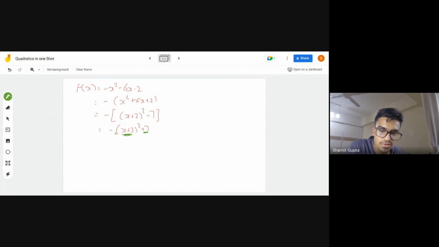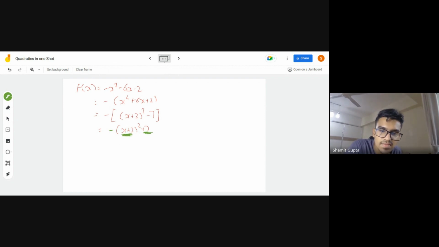And if this value is positive, negative of something positive plus 7 won't be the lowest point. Oh, sorry, won't be the highest point. Suppose this is -2. -2 plus 7 is 5. Or any number. (x plus 3) squared will be positive. But because of this negative, every value will be lower than 7, except when x is equal to -3, it will be 7. So again, 7 is the highest value.